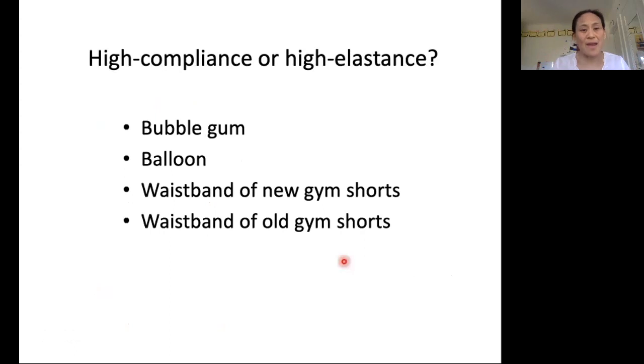What I'd like you to do right now is take a moment, take a look at this list of items and determine whether they are high compliance or high elastance. Go ahead and hit pause if you need to, and then we'll go over it.